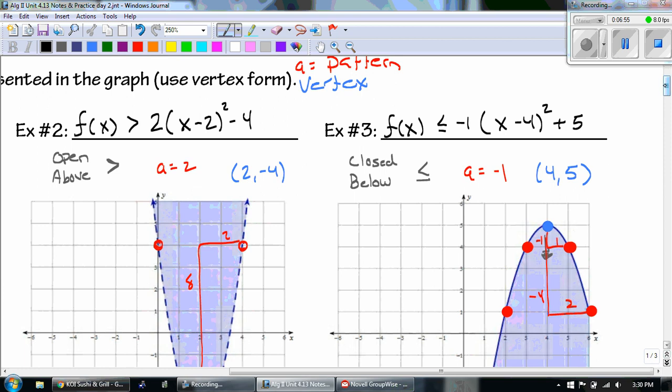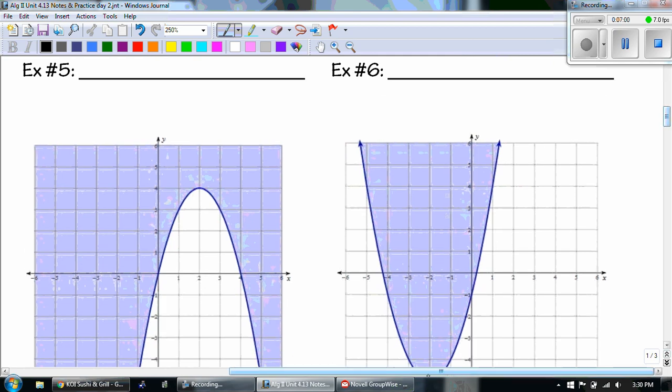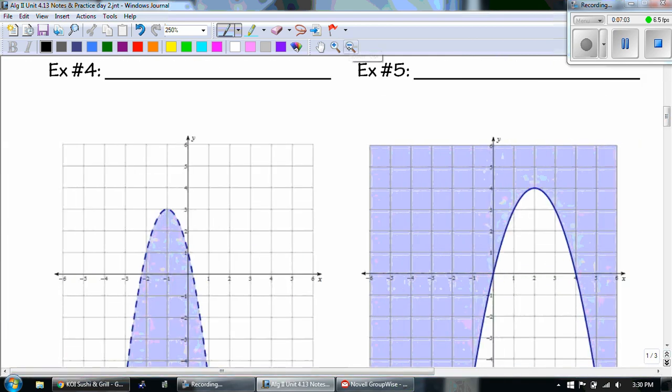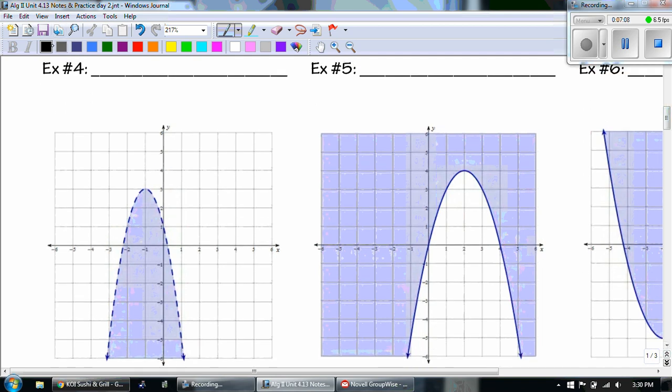Okay. All right, couple more. Number 4. So I have a dashed line. I'll make you start using these words. It's dashed, and did we shade above the vertex or below the vertex? Yeah, we shaded below. So dashed and below is the less than symbol.